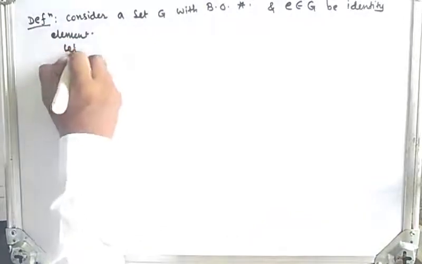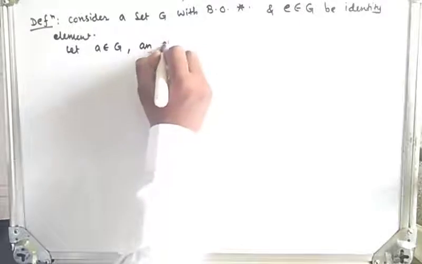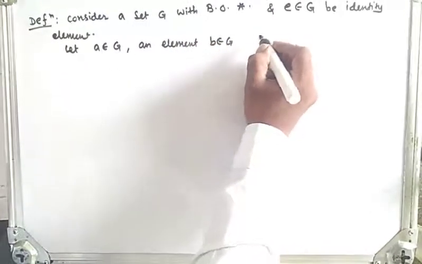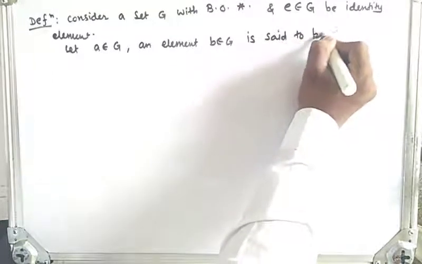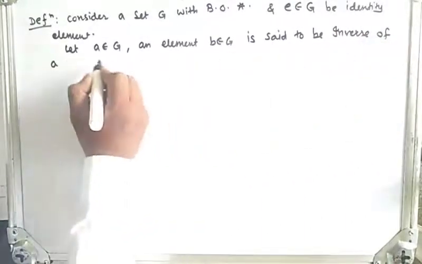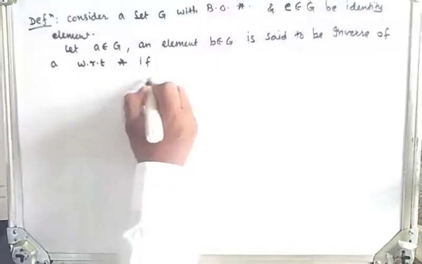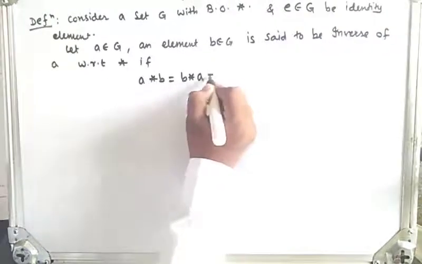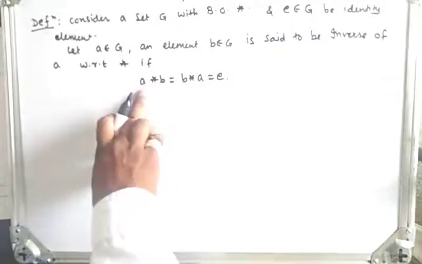Let a belong to G, an element. b belonging to G is said to be the inverse of a with respect to star if a star b is equal to b star a is equal to the identity. Then we say that b is an inverse element of a, right?